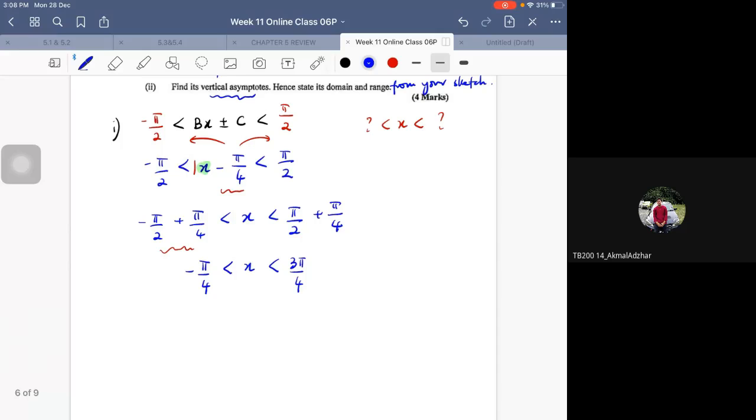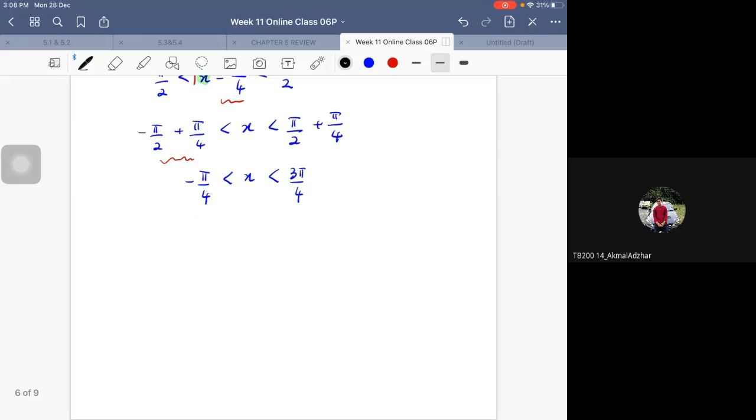Okay, now that we know our vertical asymptotes, we know one of the characteristics. Now we need to find the other one, which is the midpoint. Like I said earlier, the midpoint is these two values added together and divided by 2. So for this case, it is negative pi over 4 plus 3 pi over 4, divided by 2. So what is the value? 3 minus 1 is 2, so 2 pi over 4 divided by 2.